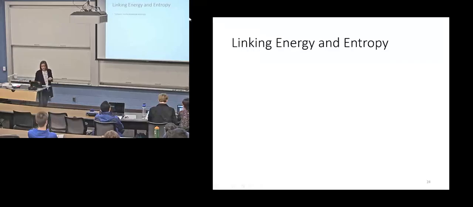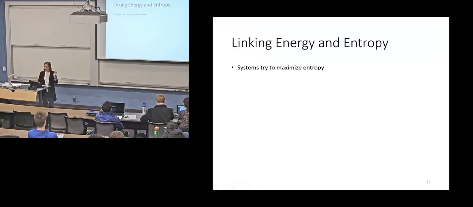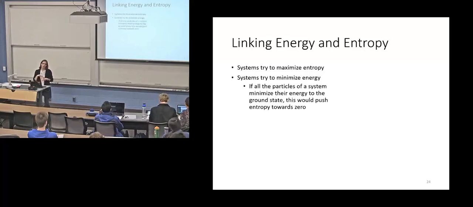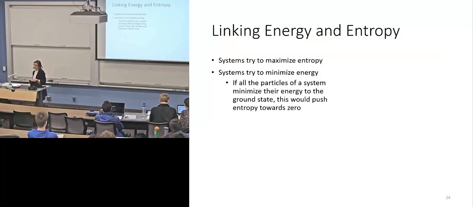Okay, so systems are always trying to maximize entropy, right? But systems are also always trying to minimize their energy. And these two things are in competition. If all the particles of the system were able to minimize their energy, they'd all be in ground state. But if everything was in ground state, it would push entropy to 0. Okay? The probability of everything in ground state would be 1. The multiplicity would be 1. Okay? And so this is obviously not possible.